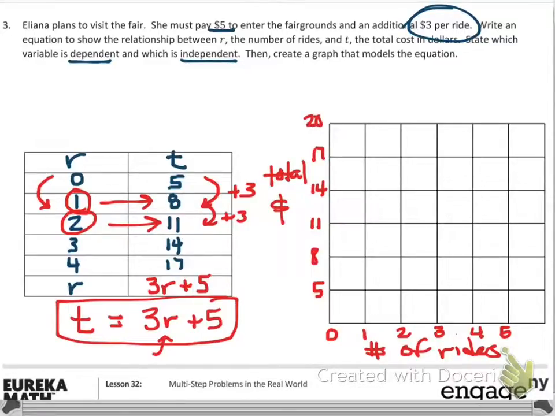Okay, and then we plot them. If we ride 0 rides, costs $5. Let me get a different color. Okay, if we ride 0 rides, it's $5. 1 ride is $8. 2 rides is $11. 3 is $14. 4 is $17. 5 is $20. Can we ride a fraction of a ride? Nope. So there's no arrow, and maybe this is the fare. That's our title.